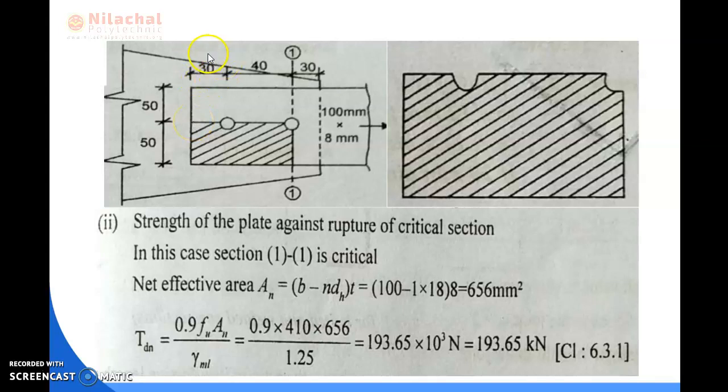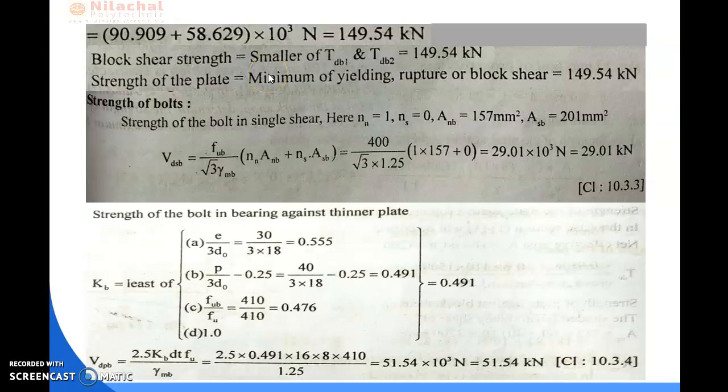So the edge distance is 30 and the pitch distance, that means from the center of one bolt to the center of another bolt, is given as 40 mm. So now the edge distance 30 divided by 3D0, where 3 into D0 value is 18 mm, the value is coming as 0.555.